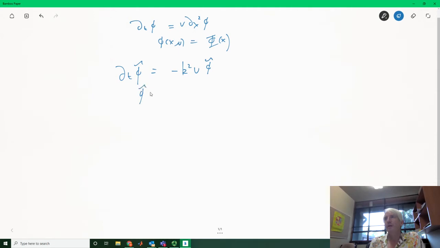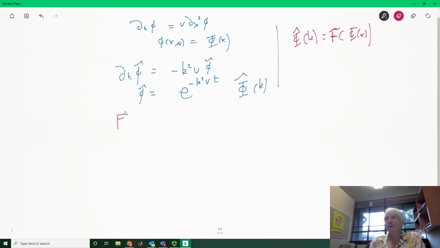So phi hat is equal to e to the minus k squared nu times t multiplied by big phi hat of k. Big phi hat of k is the Fourier transform of phi of x. So we've got to Fourier transform the initial condition. So when we inverse Fourier transform, we get the convolution. So we know the inverse Fourier transform of that.